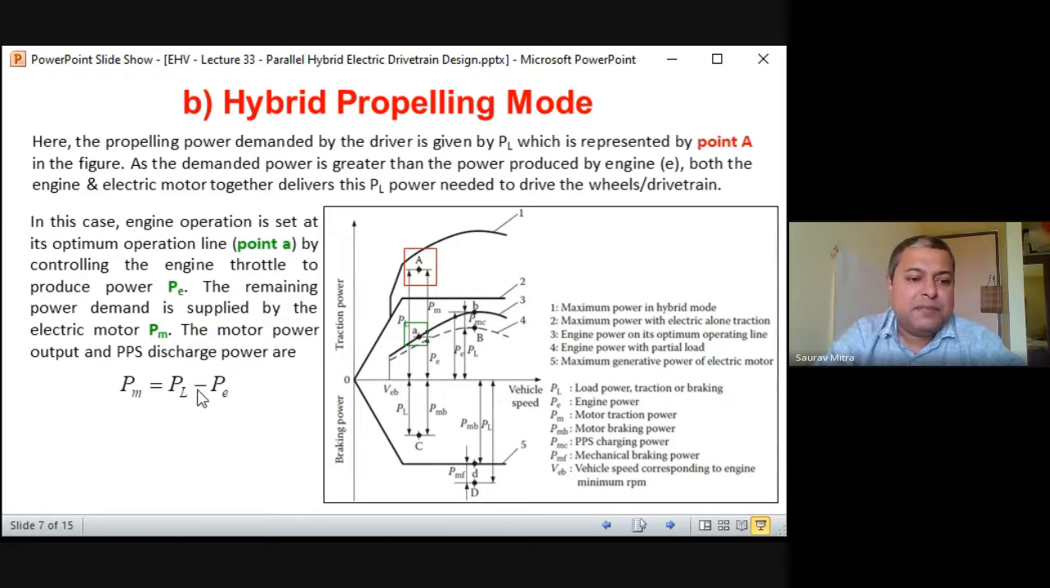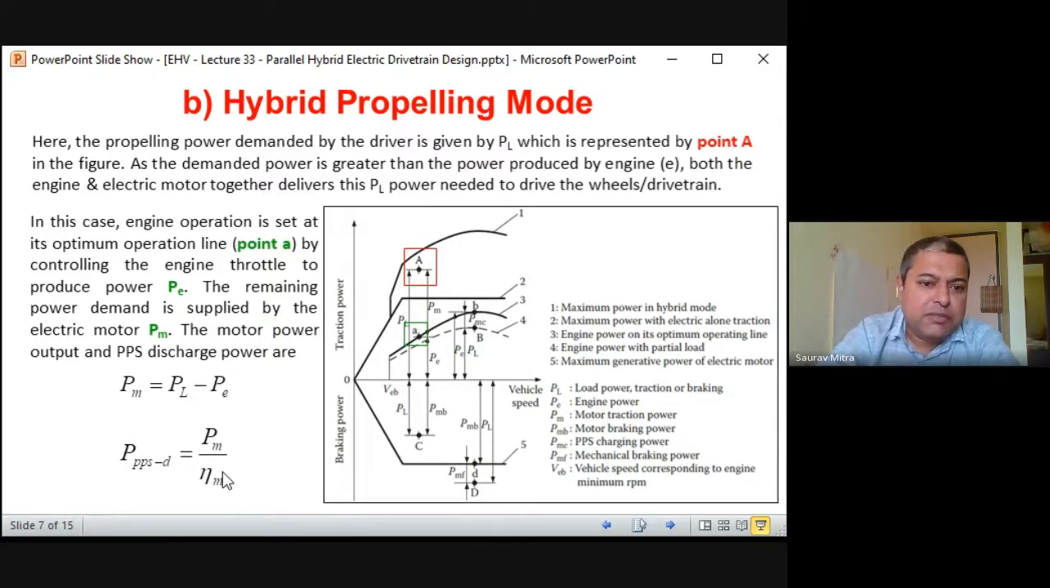So you can find here that PL is equal to PE plus PM. If you take PE to the left side, PE plus PM is equal to PL. How much power should the motor give? It is found from here: the motor should give the demanded power minus the engine power. And last one, this is an evergreen formula, that is PPS discharge is equal to PM divided by eta M. So how much power the PPS has to generate is equal to motor power divided by motor efficiency.